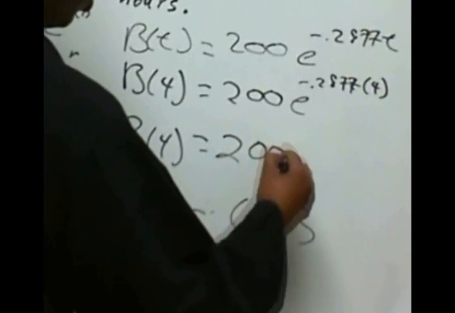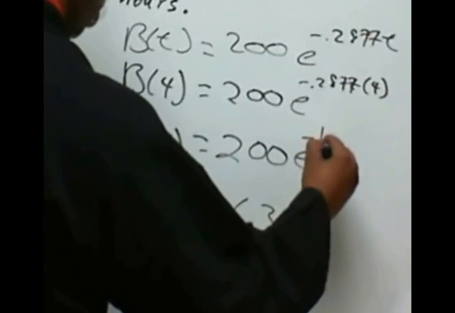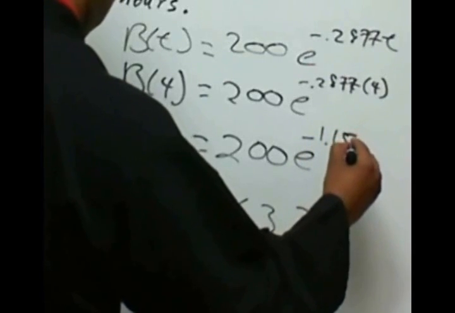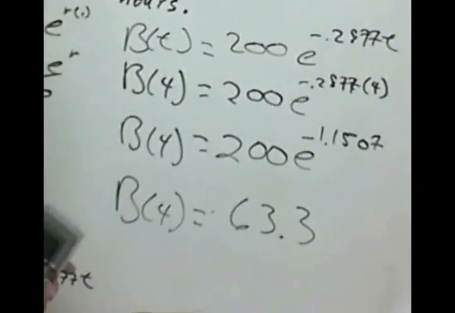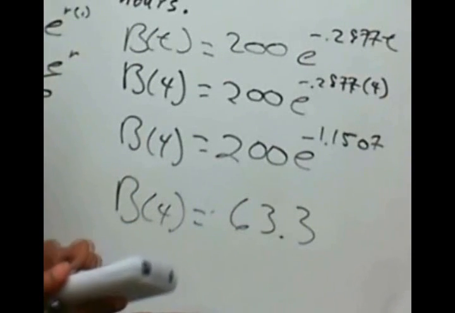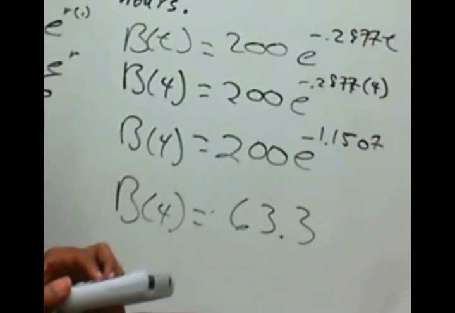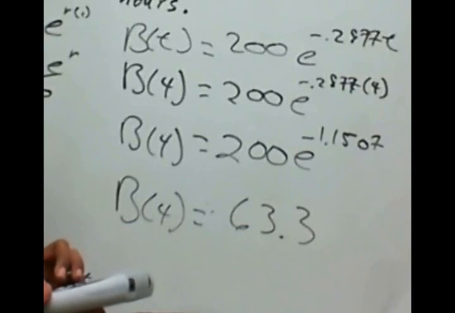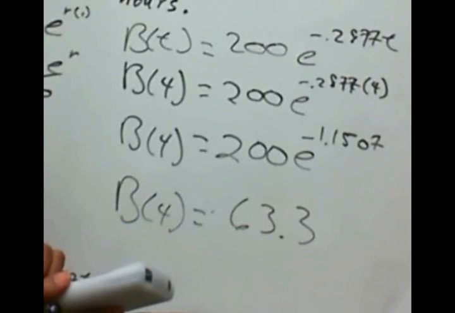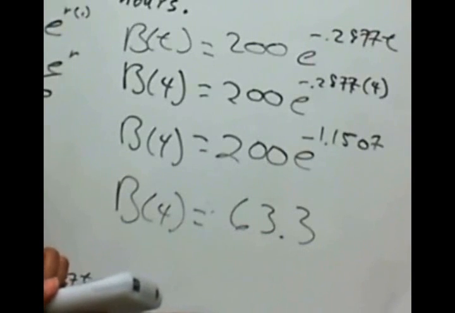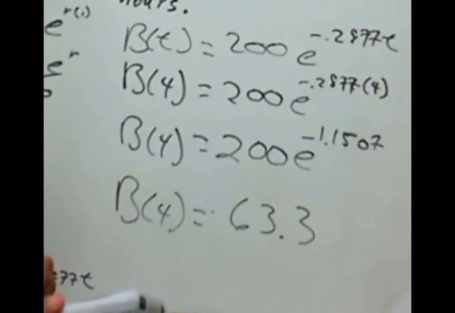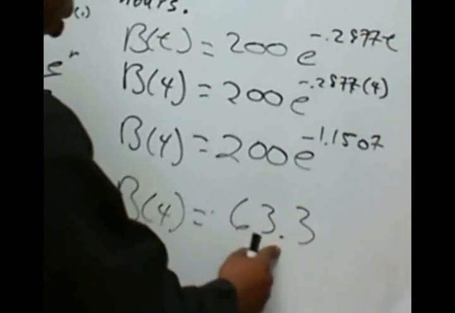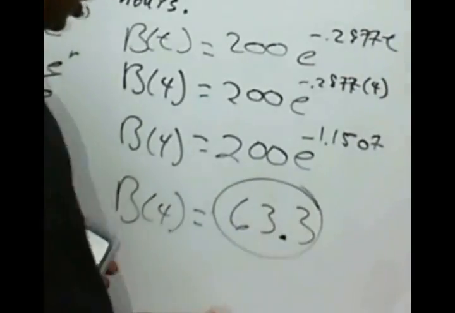And my new exponent will be e to the negative 1.1507. Okay, now I'm going to type in 200 times e. Let's see, e is going to be second function natural log raised to the power of negative 1.1507 and enter. And what I get is 63.3. The same solution.